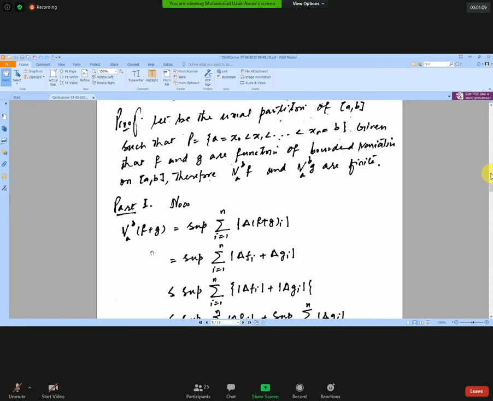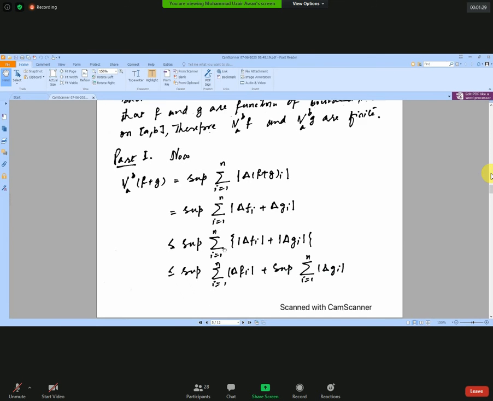Now total variation of F plus G is equal to supremum summation I is equal to 1 to n absolute del F plus G I. ठीक हो गया? That will be del Fi plus del Gi. अब हम absolute की property को use करते हैं, which is less or equal to supremum summation I is equal to 1 to n del Fi plus del Gi.